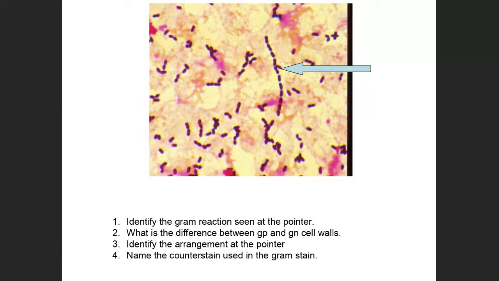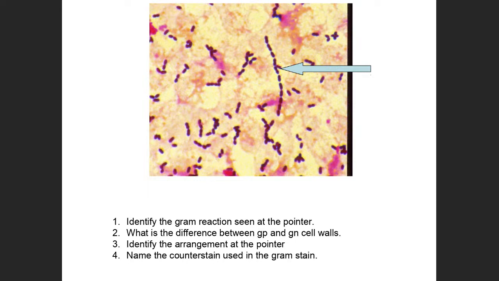Question number one: identify the gram reaction at the pointer. You could say gram positive, you could say GP, but you cannot say G plus, because the system will count that wrong. That is not a correct way to denote gram positive, and I will count it wrong. You have to spell out gram, G-R-A-M, positive, P-O-S-I-T-I-V-E, or you can put GP. But you cannot put G with a plus sign. We're going to use the correct vernacular, and that is not correct vernacular. Okay, that's the answer for the first one.